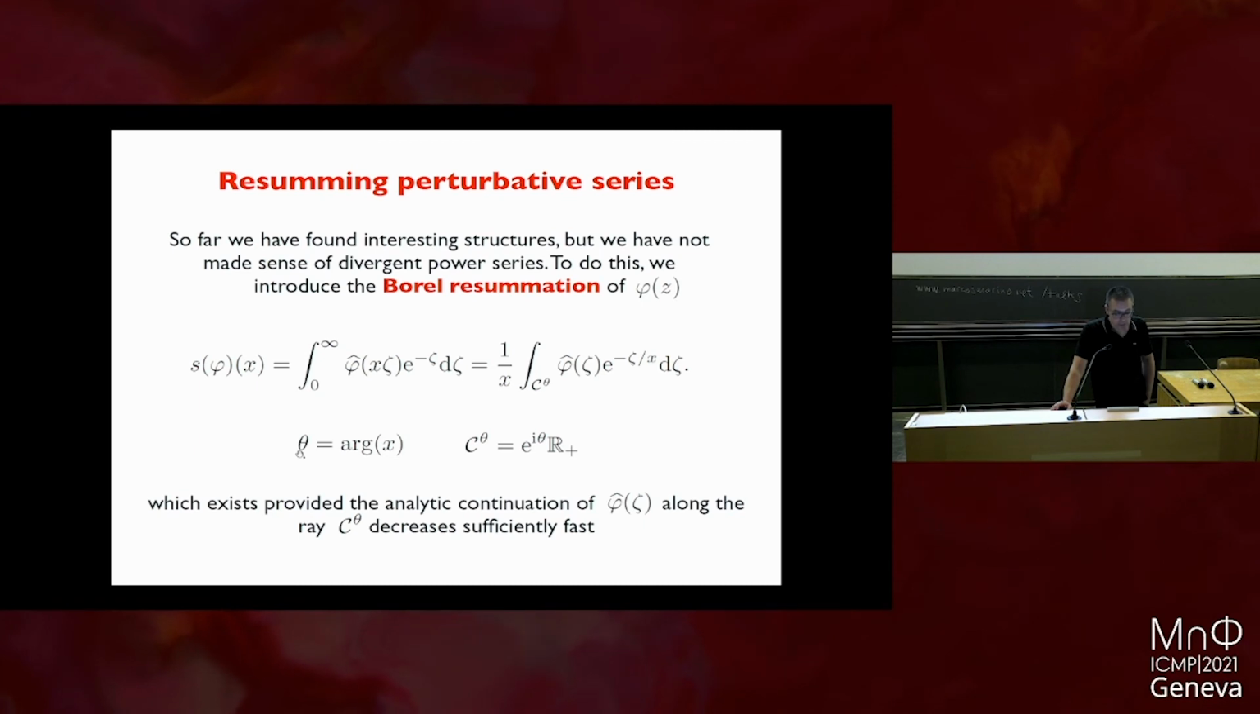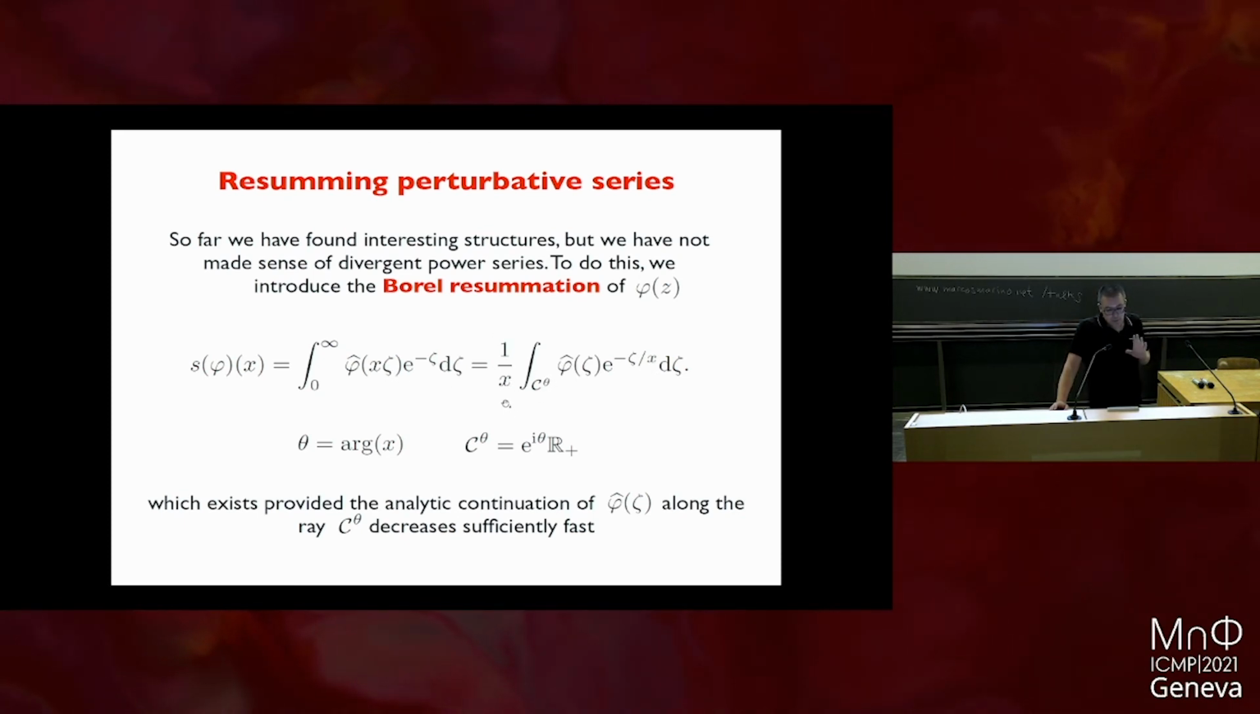Now, here x can be a complex number, so if you consider the argument of x to be equal to theta, and you consider a line in the complex plane which goes along this angle theta, so this is a ray which starts from the origin and goes to infinity with angle theta, you can actually write this Laplace transform as an integration around this ray of the Borel transform of my original power series times this exponential here, and I factor out 1 over x. This is just a trivial change of variables.